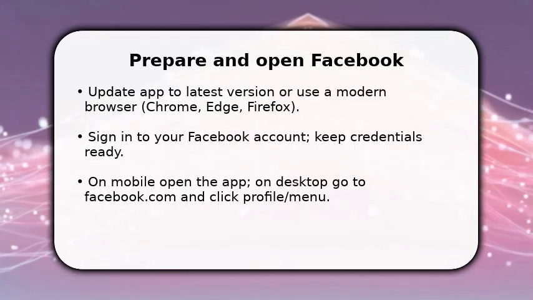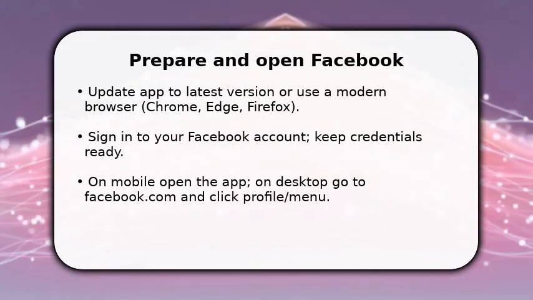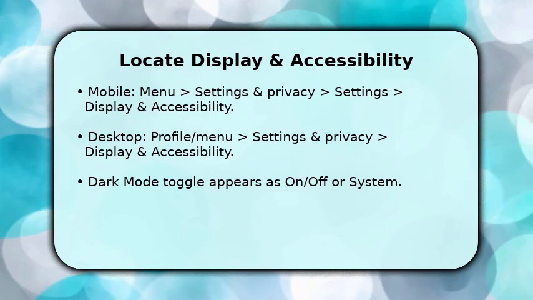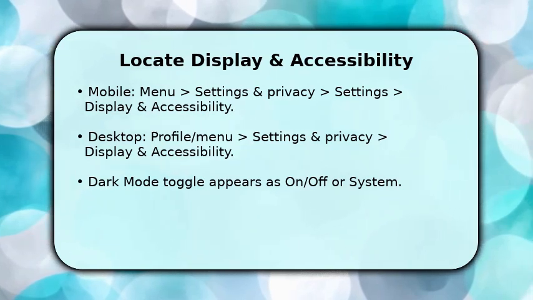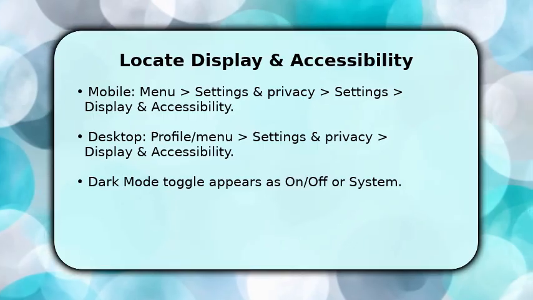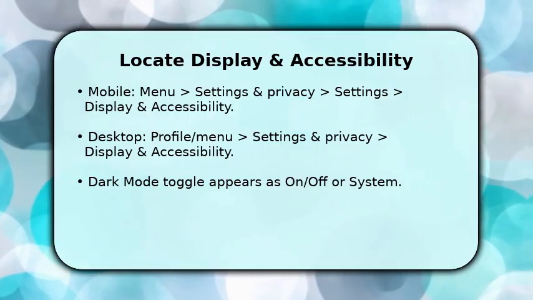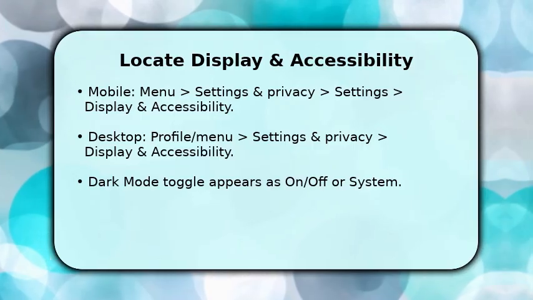Once in Settings and Privacy, go to Display and Accessibility to find dark mode. On mobile, the path is Menu, then Settings and Privacy, then Settings, then Display and Accessibility. On desktop, it's under the Profile/Menu, then Settings and Privacy.